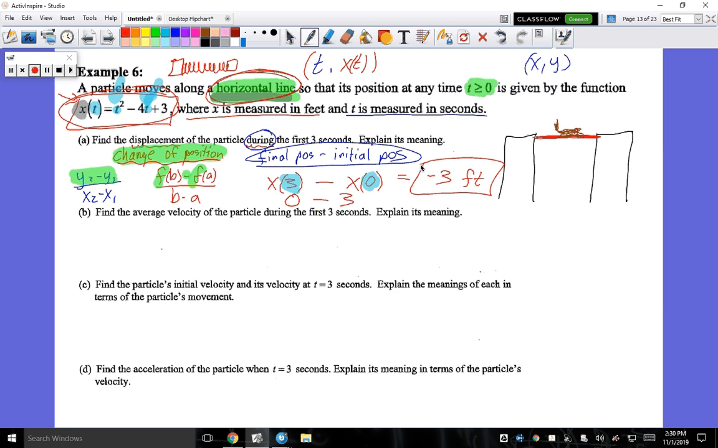Displacement is the change in position. So it will be like an f of x interpretation. It's not like feet per second. Okay? Questions?